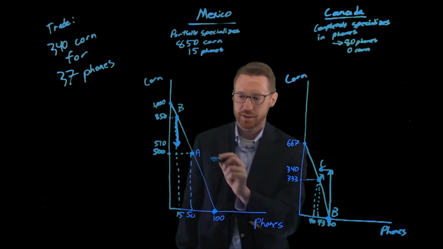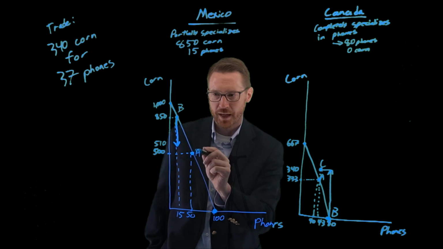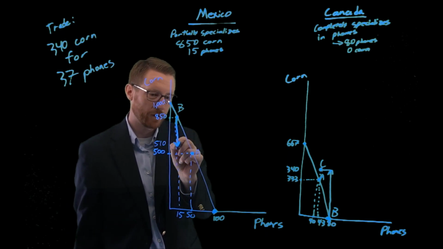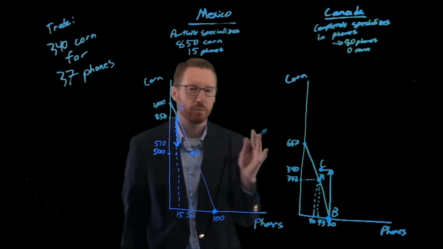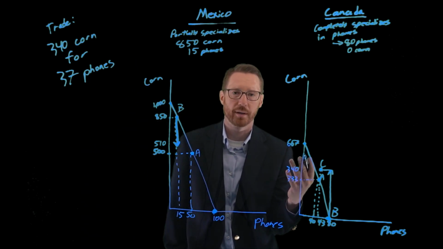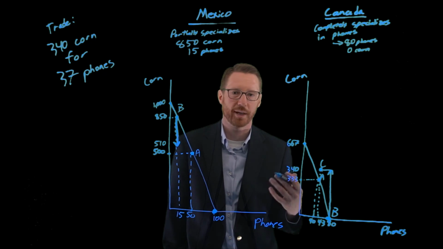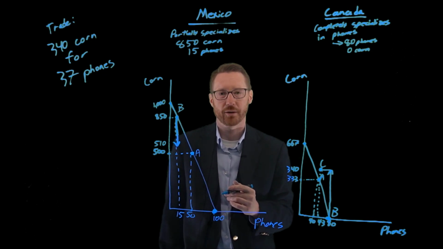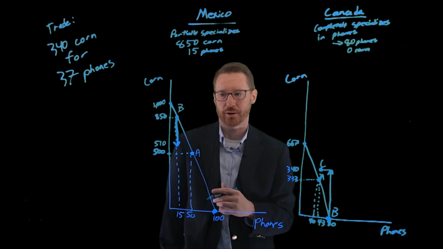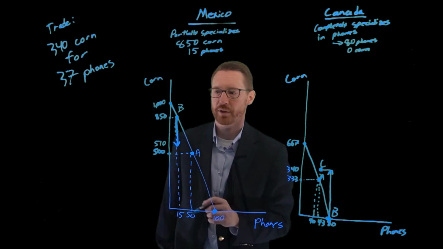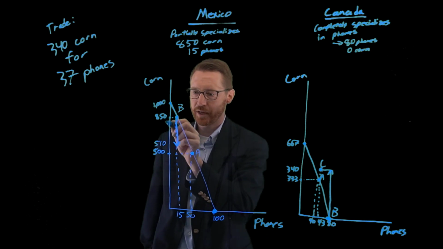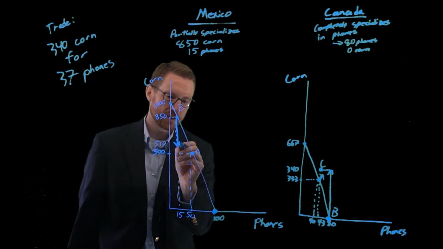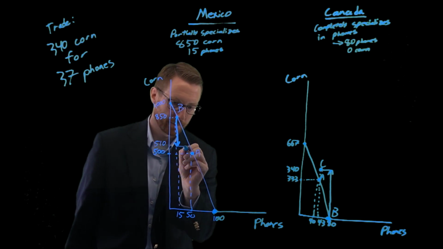All right, what about Mexico? So Mexico, we said, was in isolation. It partially specialized in corn, and then it traded away some of that corn. Well, why would it give away the corn? It's not because they're generous and they want to share. I'm sure they're generous, but that's not the reason that they gave away their corn. They traded away their corn for phones. So they traded away these 340 corn, and what did they get in return? 37 phones.